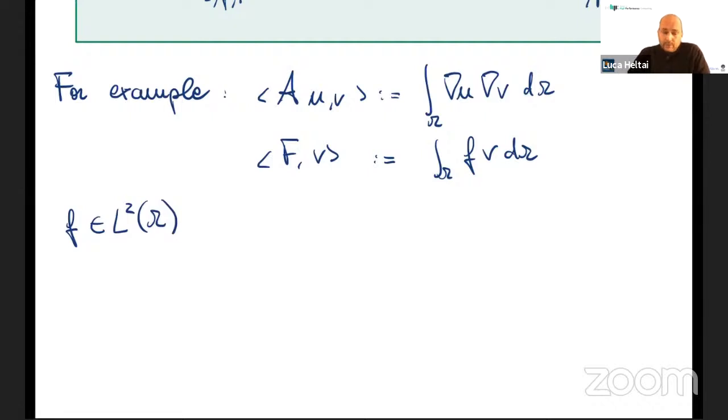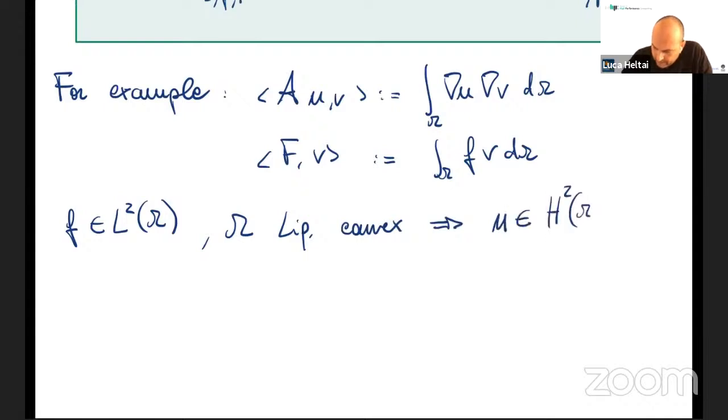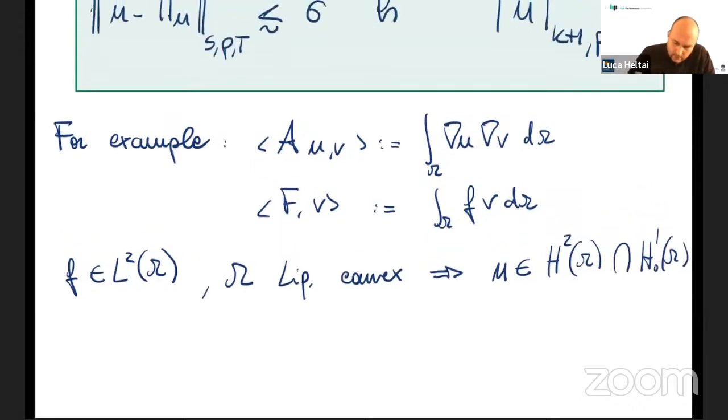So if the function F is in L2 of omega and the domain omega is regular enough, so omega Lipschitz and convex, then we know from the theory that U should belong to H2 of omega intersected with H1 zero of omega. And of course, we say V is in H1 zero of omega. So this is the classical Poisson problem that we have been solving in the example that we had last time.